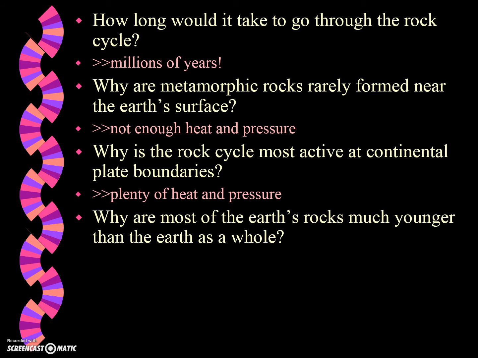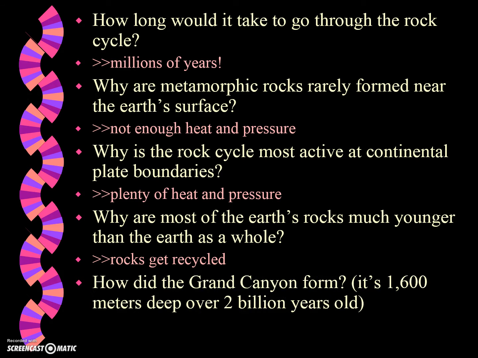Why are most of the Earth's rocks much younger than the Earth as a whole? That's because rocks get recycled. They go through the rock cycle over and over again, so it's the same rocks, same sediments going through the same thing over and over. And how did the Grand Canyon form? The Colorado River was actually there, and that actually formed it with all that weathering and erosion.